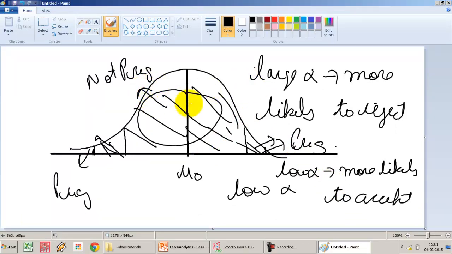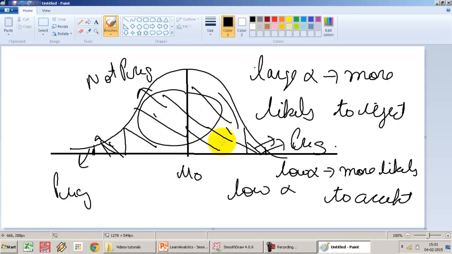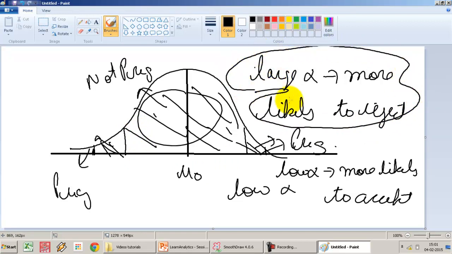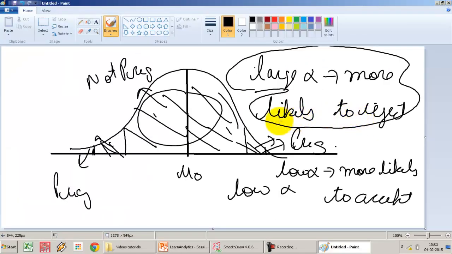So not pregnant happens in the acceptance region. So I have to minimize the acceptance region and maximize the rejection region, which says a person is pregnant. If I go with a large alpha, I am more likely to reject the null hypothesis that the lady is not pregnant. Therefore, I am less likely to commit a type 2 error, but more likely to commit a type 1 error. A type 1 error is saying the person is pregnant when actually not pregnant. And we have already discussed that a type 1 error is less serious than a type 2 error. So in this case, a large alpha might actually help me.